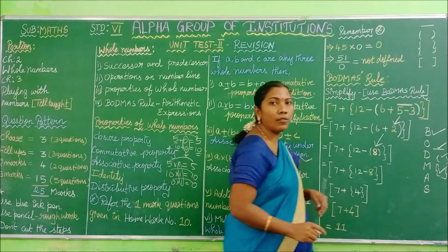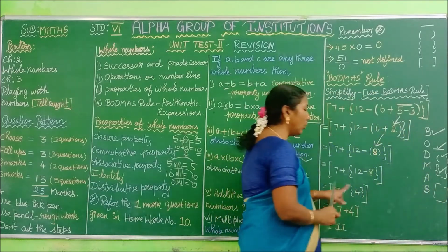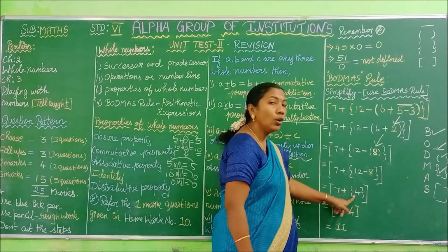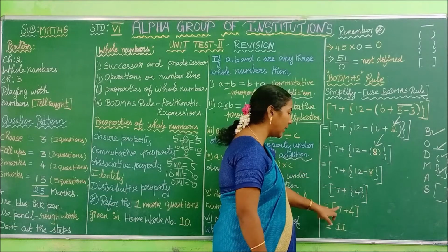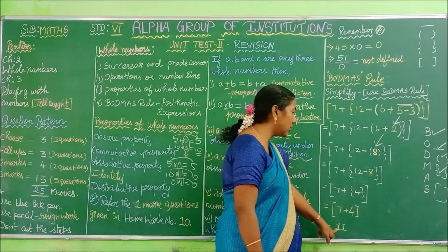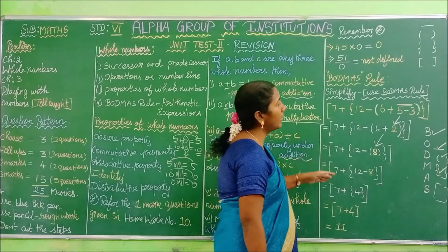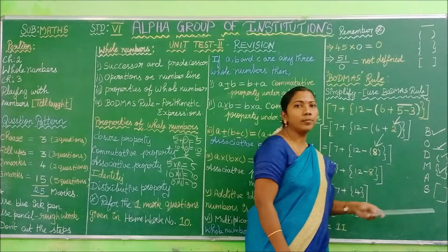Next we have to evaluate the square bracket. Within the square bracket we have two numbers, 7 plus 4. In order to add this, we have to remove this curly bracket. So write it as 7 plus 4. What is your answer? 11. Okay, do you understand, children? Thus we have evaluated this expression by following the BODMAS rule.